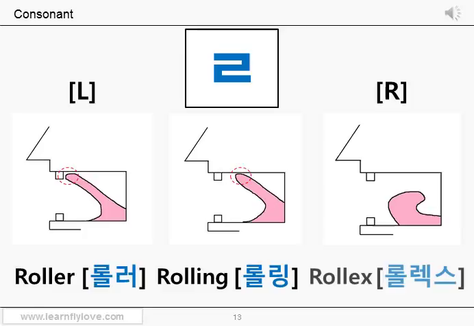Let's see one more word. Rolex. It's not the brand name of the watch because there are two L's here. Please don't mix up, it's just an example. Anyway, if you use Korean L sound for both R and L in this word, it will sound lolex, lolex, rather than Rolex. Hope it's clearer now.